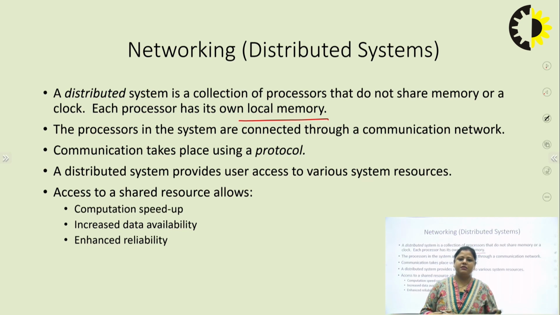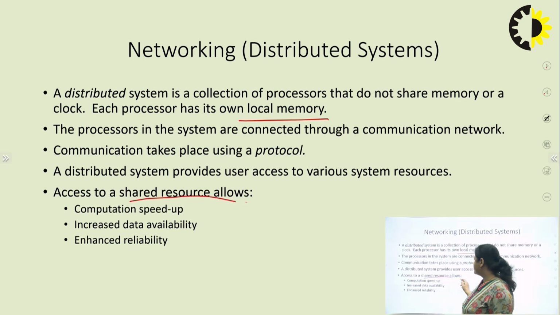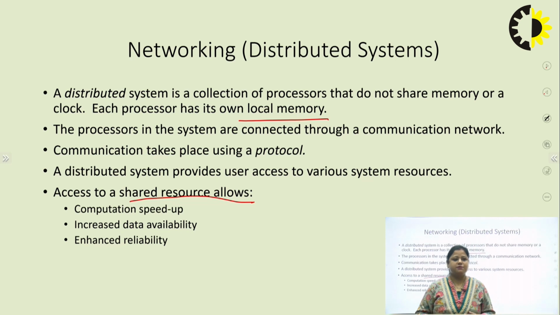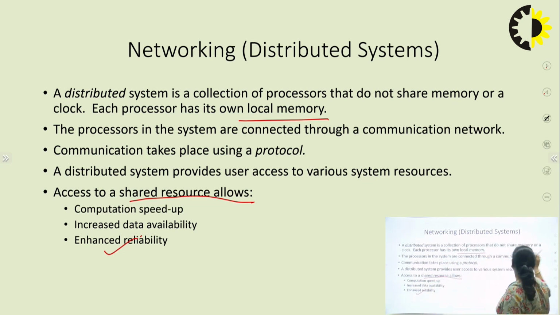So we can say that communication takes place using a protocol, such protocols like TCP, IP, HTTP. The distributed system provides users access to various system resources, and access to shared resources allows computation speedup, increased data availability, and enhanced reliability. These are some key points of networking in operating system.